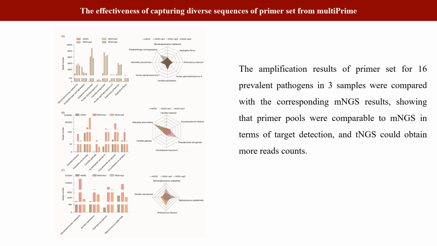The results demonstrate that our primer set facilitated target detection at a level comparable to MGS. Notably, all designed targets were successfully identified, with their corresponding read counts significantly surpassing those obtained through MGS. These findings underscore the effectiveness of the multiPrime designed primer set in capturing both the diversity and the abundance of target sequences.